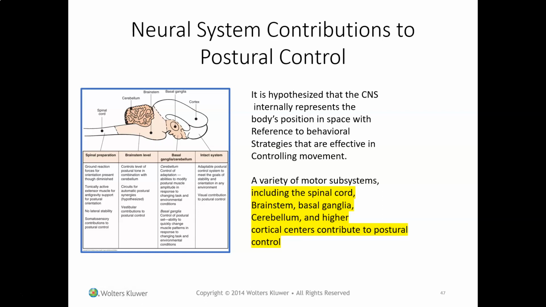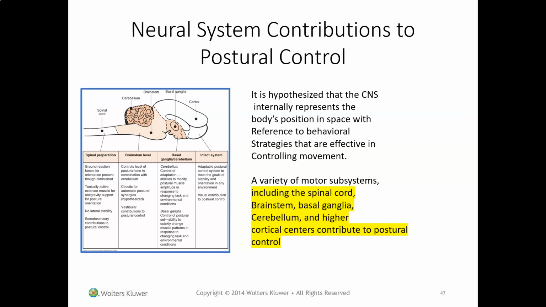So you can see how if one part of the brain is damaged, they're not going to be able to do certain things. So let me give you an example. This would be a good quiz question. Patient comes in with damage to the basal ganglia. What will they not be able to do as far as postural control? And what might you not do in rehab if that's the case?